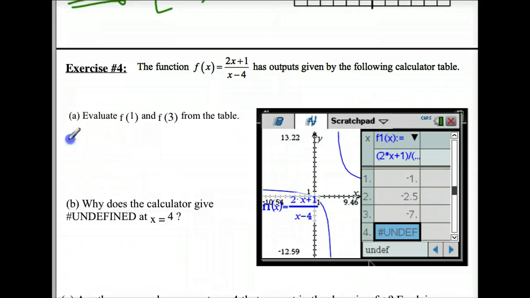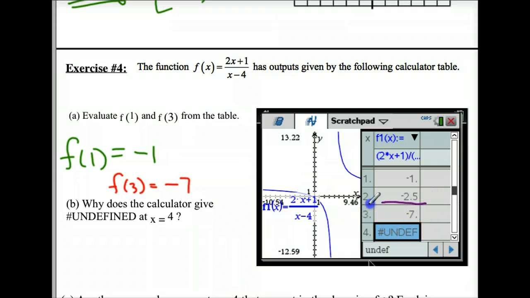From the table, what is f of 1? When x is 1, y is -1. Just by looking at the table, I can evaluate that. What is f of 3? f of 3 is -7. Okay, just by looking at the table right here. f of 3 is -7, and f of 1 is -1.